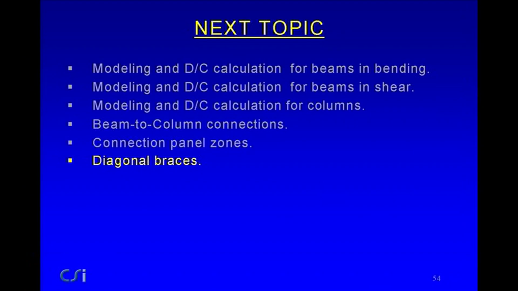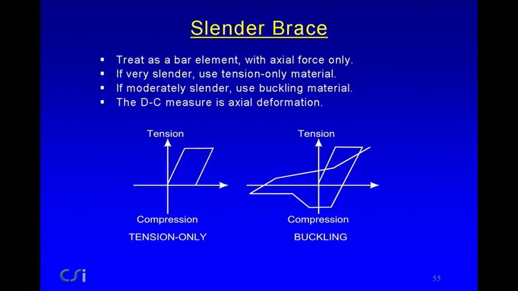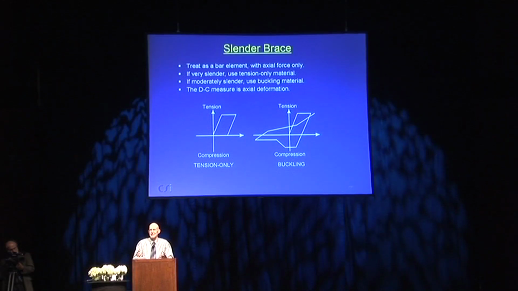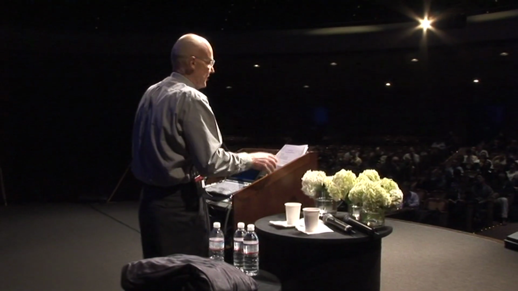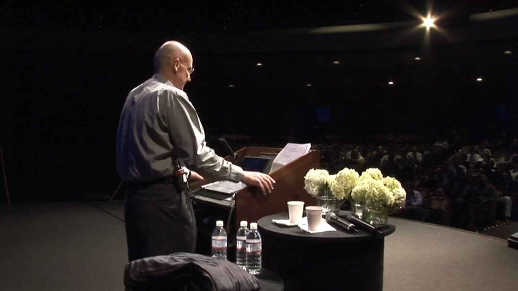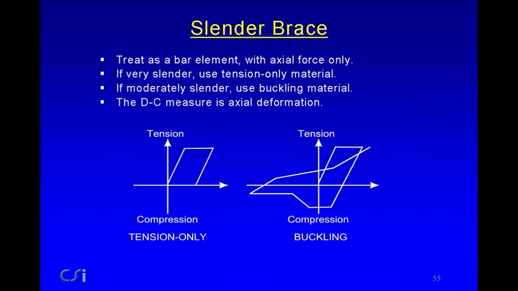If you have a slender brace, you would treat it as a bar element with just axial force. Forget about bending. If it's very slender, you could use tension-only material, just a tension-only brace. If it's moderately slender, you could use a buckling material. What you do here is you specify material, and then you use it in what's called a steel tie element, which has got a material and has got some area. The demand capacity measure is axial deformation.